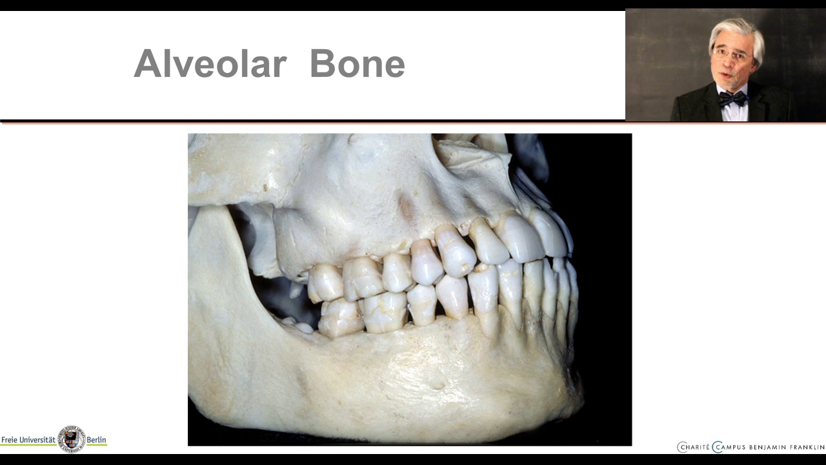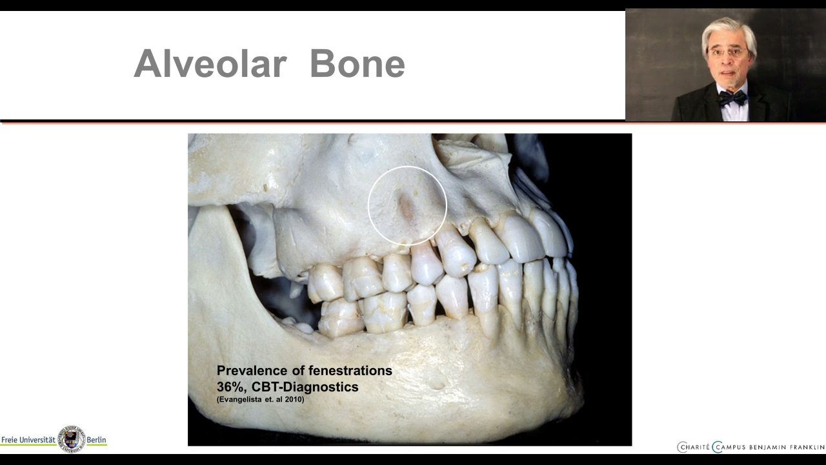If you still do not believe it, here again with a real skull. The bone covering here above the root of the first bicuspid is sometimes only as thin as parchment paper or completely open. The prevalence in young adults is about 1/3.